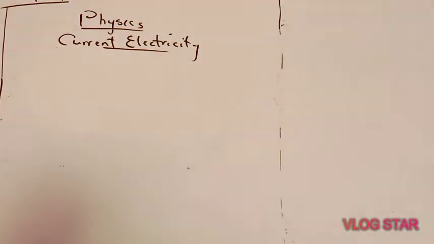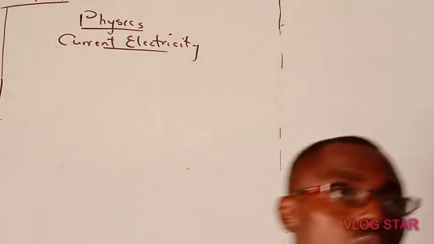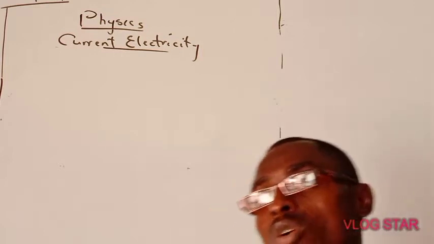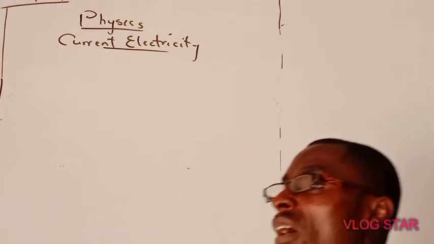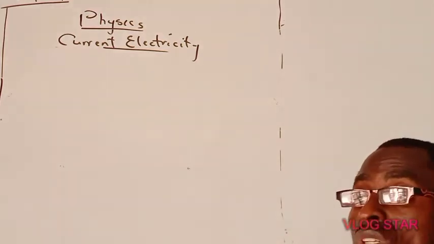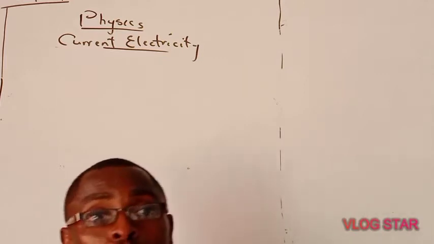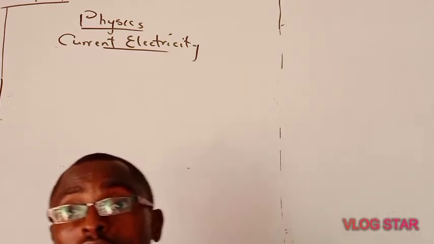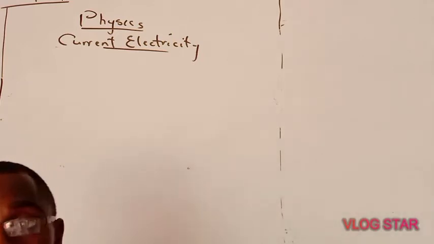So current is the rate of flow of what? Electric charge through a conductor wire. We now said we have a circuit. Circuit is the path, P-A-T-H, the road, the path provided for the travel of what? Electric current. And I gave you three types of circuit.